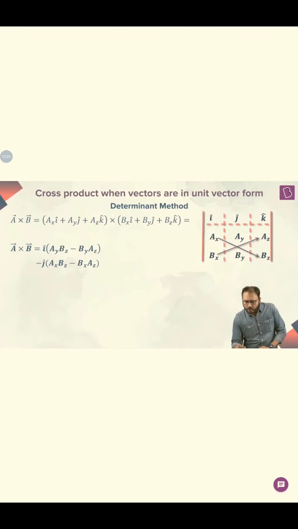Let go of the row containing J. Gone and gone. And then how do you multiply? Always left to right. AX BZ minus BX AZ. But sir, there is a minus sign here. I know, I'll come to it. Hold on. Plus K cap.